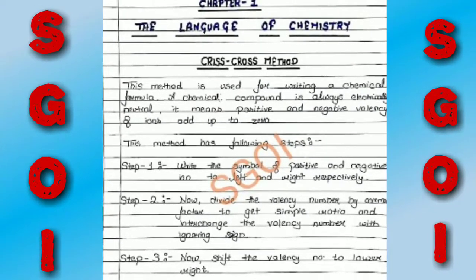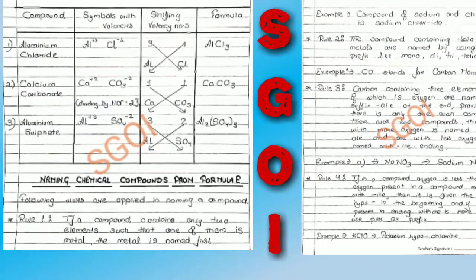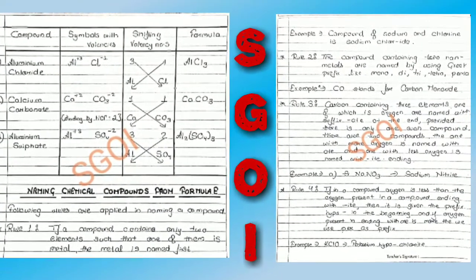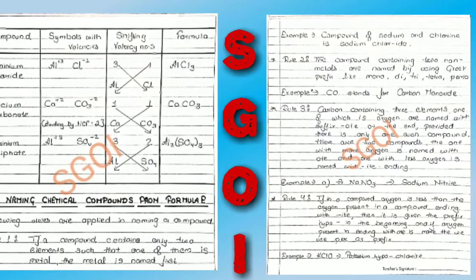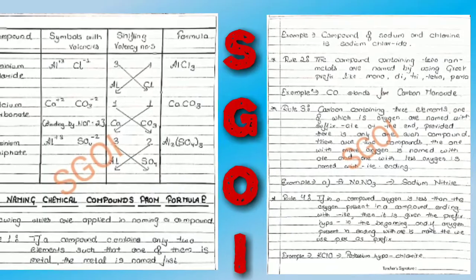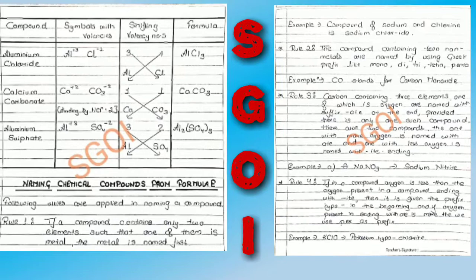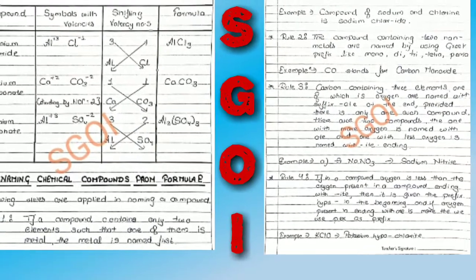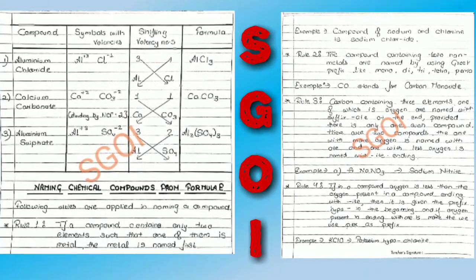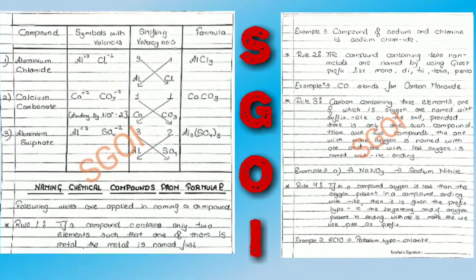Okay, student, I am giving you some important formulas with the valency of each element. For example, potassium plus 1, sodium plus 1, calcium plus 2, magnesium plus 2, zinc plus 2, and many other compounds I am giving you in tabular form, and also write down the names of these compounds.